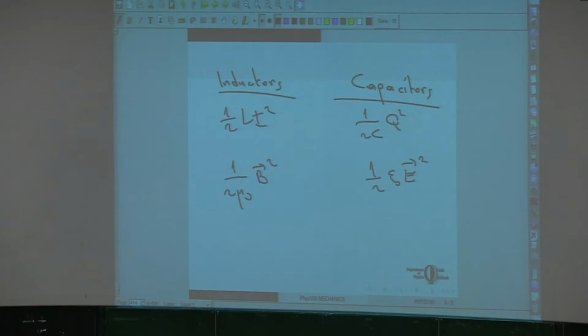Okay, how? We said that the magnetic field doesn't do any work because the force due to the magnetic field is always perpendicular to the displacement. So it cannot do any work. So how come we are doing work?